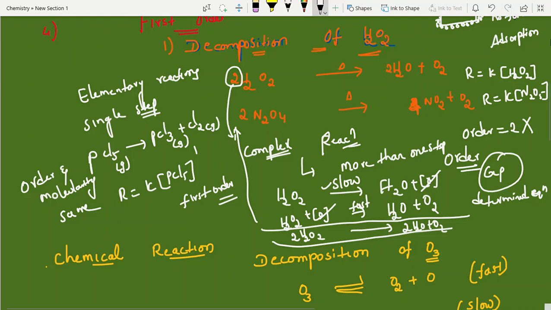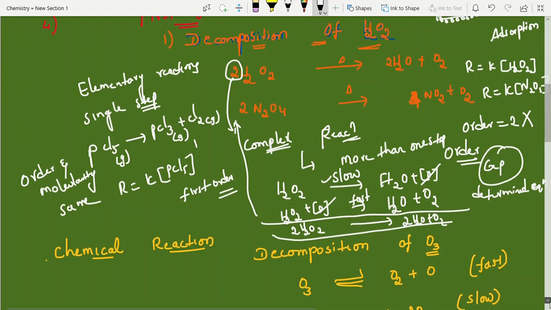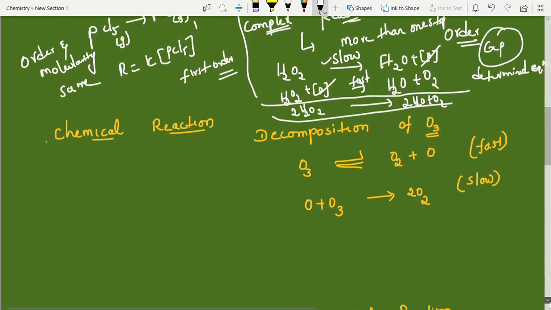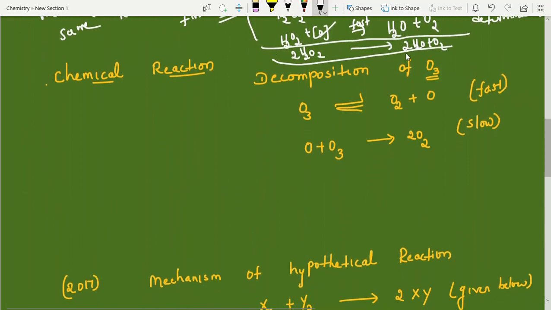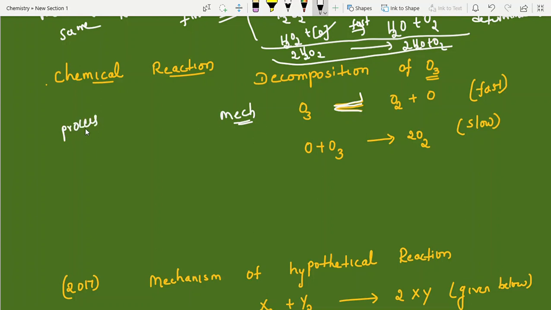Order can be negative, as I had given in the first point. See when order is negative: decomposition of O3, which is an exothermic reaction. If they have given a mechanism like this, one is a slow step and one is a fast step, and that fast step is in equilibrium condition. The process is different for that. I will show what it is.